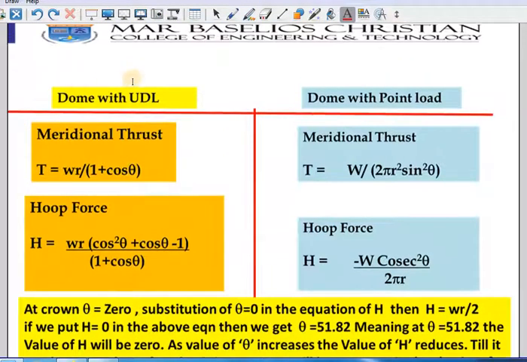So you will be having two cases. One is the dome with the UD load. What is the UD load? It's the self weight itself, and some people are working over that. So the UD load will be permanent, it will always be there. A dome without a UD load is impossible actually. The other case is a point load.